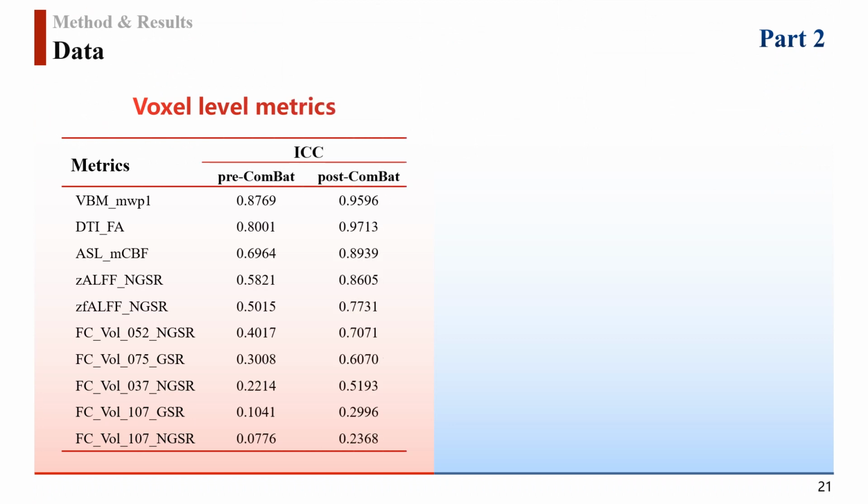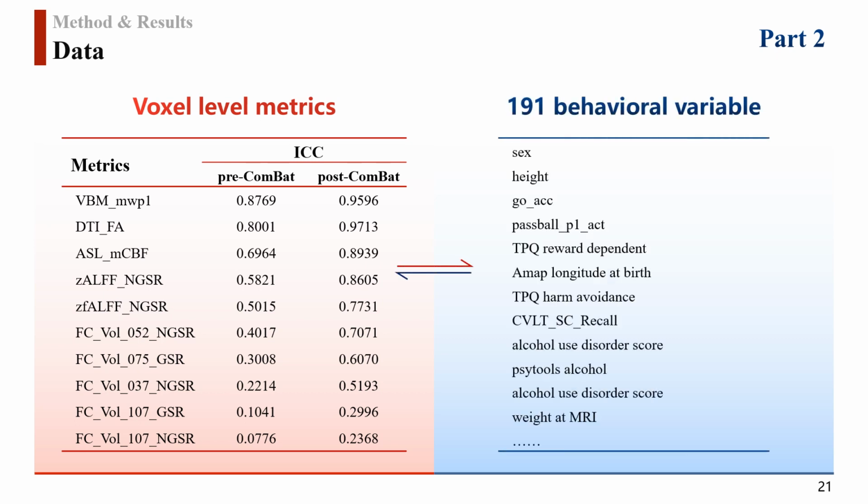Taking voxel level metrics as an example, we selected 10 metrics with their ICCs ranging from about 0 to 0.9 in increments of 0.1. We then computed the correlations between these 10 metrics and 191 behavioral variables.